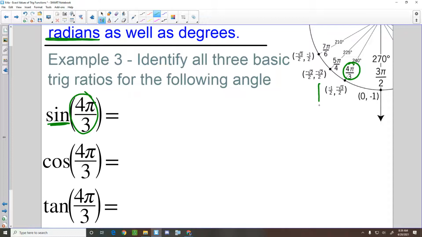So we're going to look at this coordinate, negative 1/2 comma negative root 3 over 2. So the sine at that angle is just the y coordinate, negative root 3 over 2. And that's the exact value at that angle. If in your calculator you typed in sine of 4 pi over 3, you would get a decimal approximation of negative root 3 over 2. But this is its exact value without having to round or estimate.